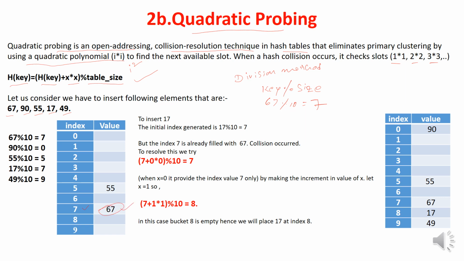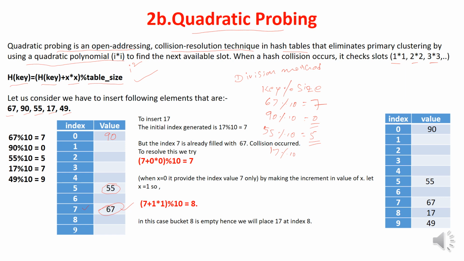There is no collision. Then try to store 90. 90 percentage 10, you will get 0. So 0 is your index. Is 0 free? Yes. So 90 is placed in location 0. Then 55. 55 percentage 10, you will get 5, so index 5. Location 5 is filled with 55. No issue.